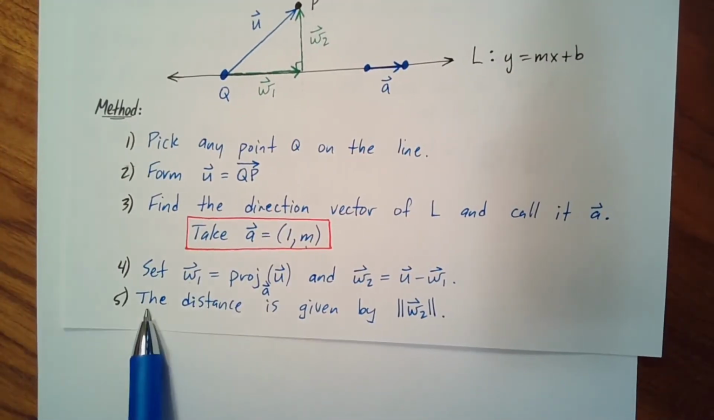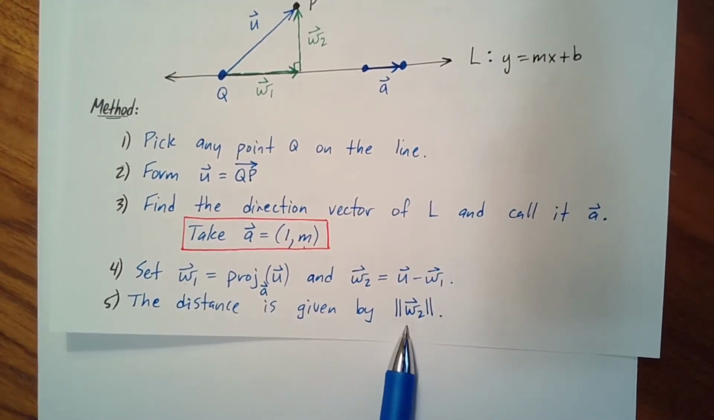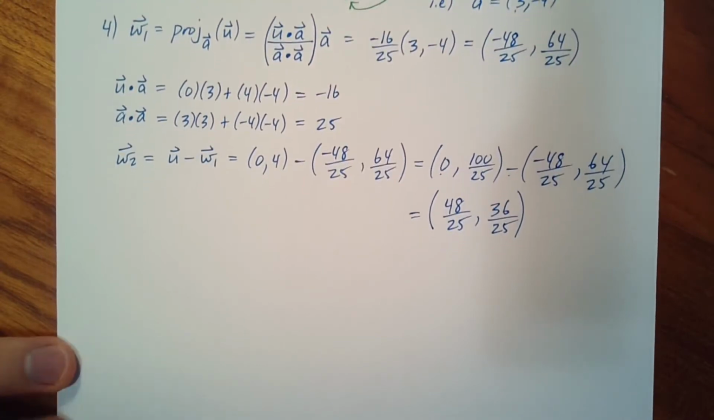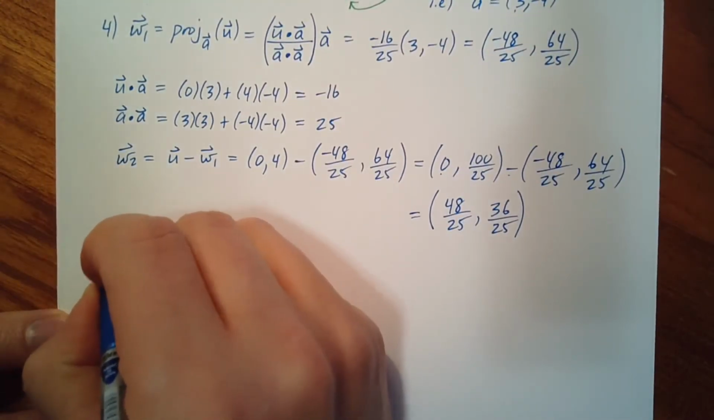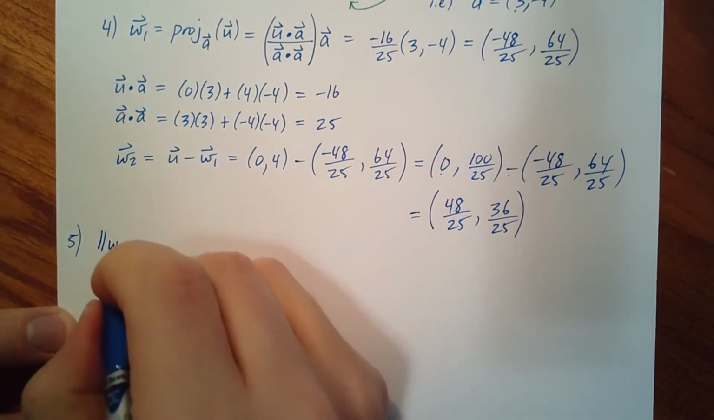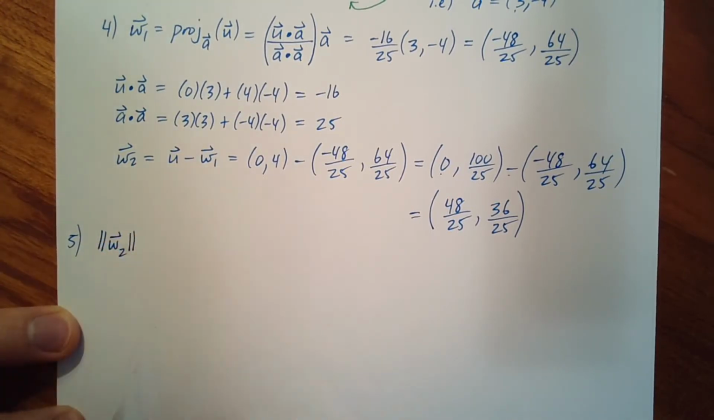The distance between our point and our line is given by the norm of W2. So we need to calculate the norm of W2 and then we are done. So let's do that now. So the norm, this is step 5, I guess. If I'm being consistent, I'll number it. The norm of W2 is what we want.